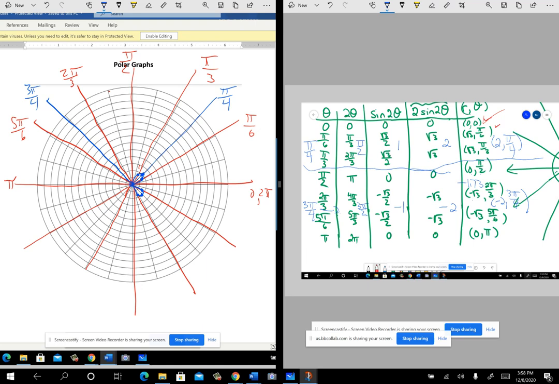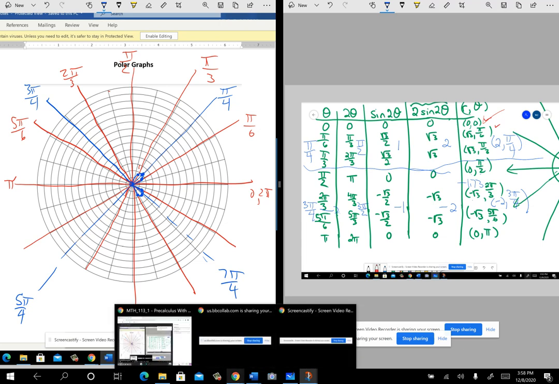So in your existing table, just add to it what you get at 5 pi over 4, find that ordered pair, and also this one, what happens when you're at 7 pi over 4. Add that into your chart. You should get 2's and -2's, and then see if you can get all that plotted. And you should have 4 petals.